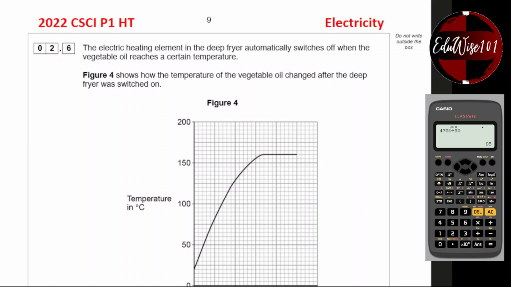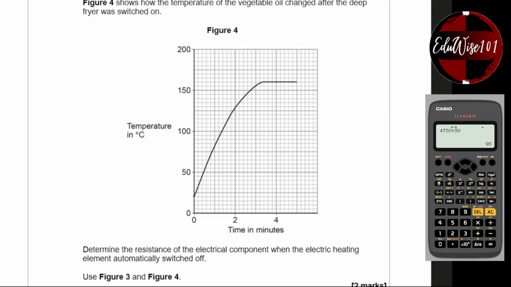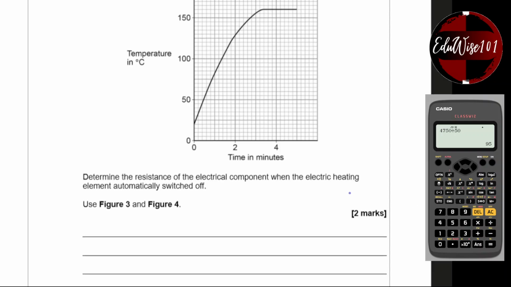Question 2.6. The electric heating element in the deep fryer automatically switches off when the vegetable oil reaches a certain temperature. Figure 4 shows how the temperature of the vegetable oil changed after the deep fryer was switched on. So the temperature started at about 20 and went all the way up to about 160 and stayed the same. Determine the resistance of the electrical component when the electric heating element automatically switches off.